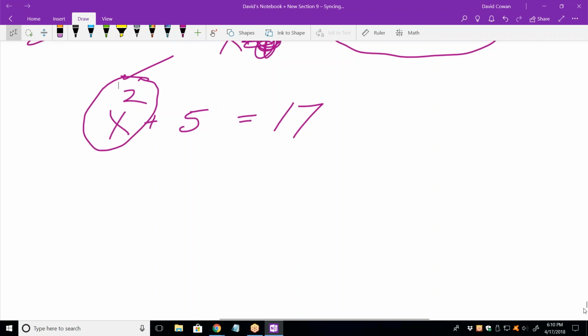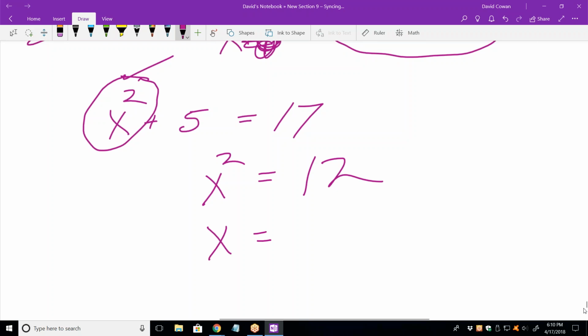This is a quadratic, but it's not a hard quadratic because there's no x term. Okay. When there's no x term, it's quite simple. I'm just going to subtract 5 from both sides. So x squared equals 12. Now what? And then just square root both sides? Okay, so the answer is what? x equals what? Square root of 12.